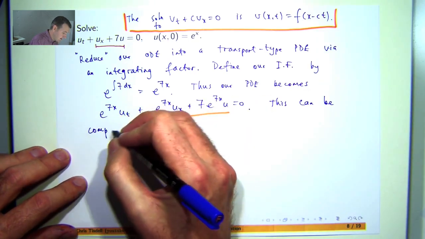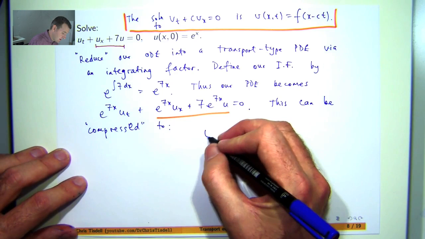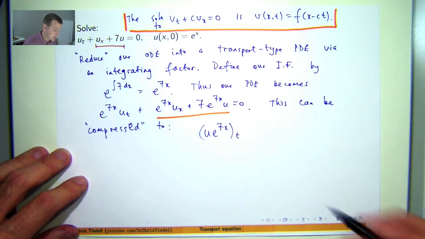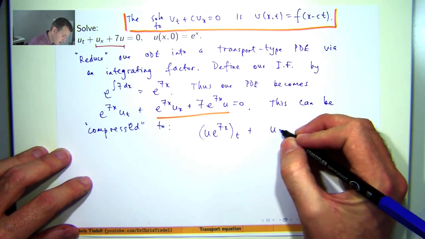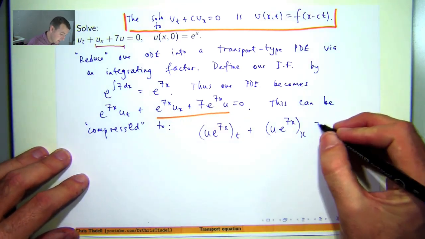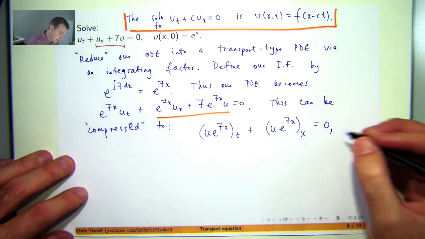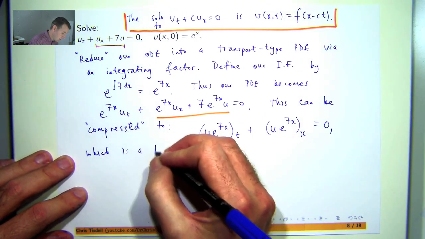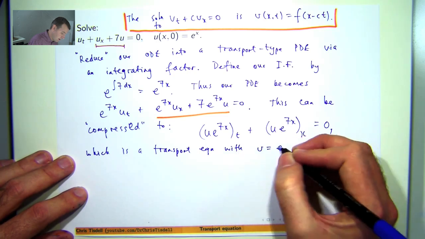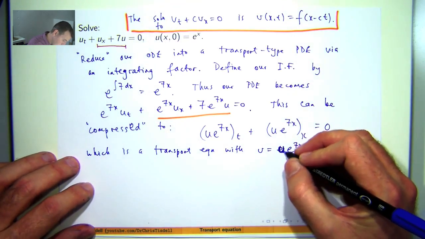So this can be compressed to the following. The first term can be written like this, because e to the 7x doesn't depend on t at all. And the second and third terms can be written like this. If you expand this using the product rule, you'll get these underlined terms. Now, if I let v be this, then I get the transport equation, with v equals u times e to the 7x. So this is a u here.